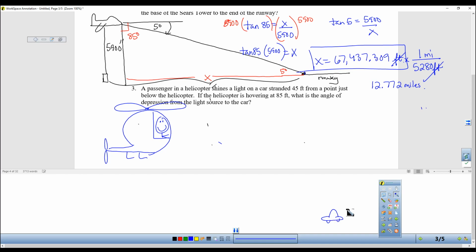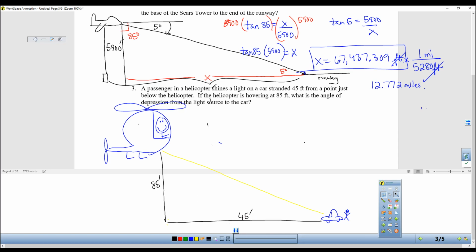Stranded. There's the person. Should be in the car, but the car is stranded. And he's going to shine his light down on the car, right? The helicopter is hovering at 85 feet. And the car is stranded 45 feet. Obviously, I didn't draw it to scale. What is the angle of depression?